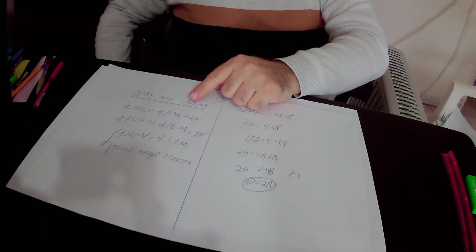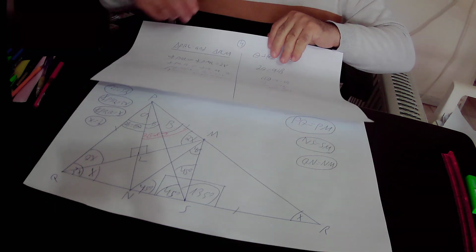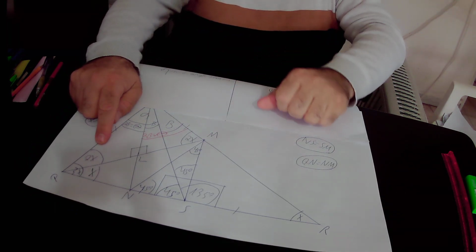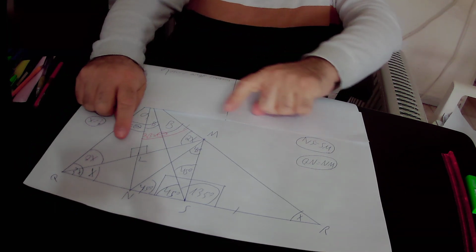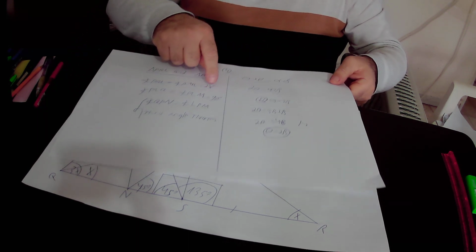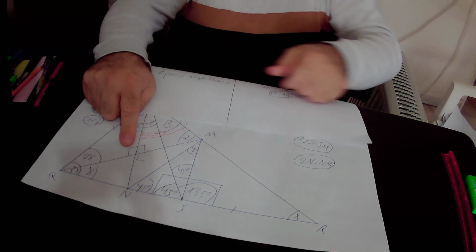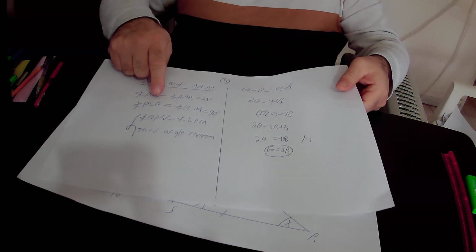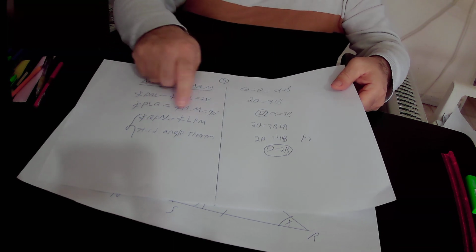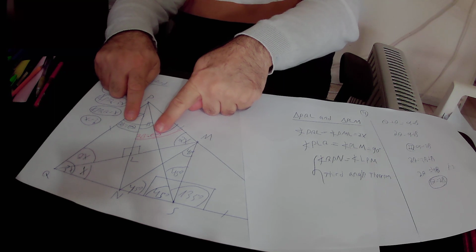In those two triangles, angle PQL equals angle PML equals 2x. Those two angles are equal to each other, they are both equal to 90 degrees. Angle PLQ equals angle PLM equals 90 degrees. And angle QPN equals angle PM according to the third angle theorem.